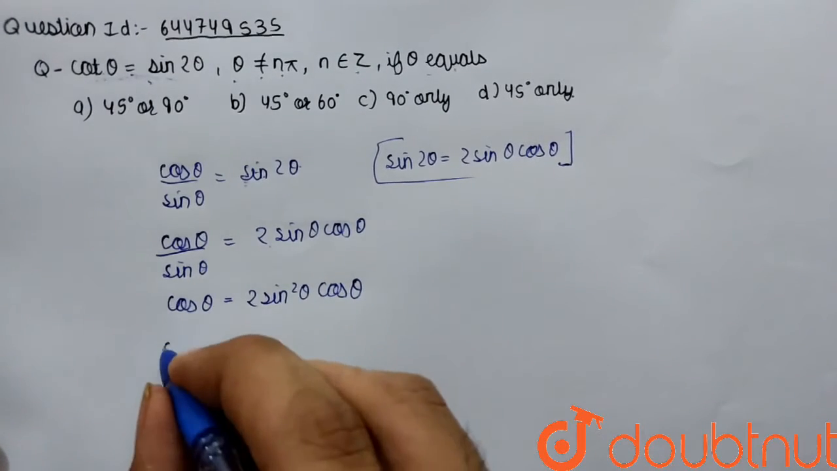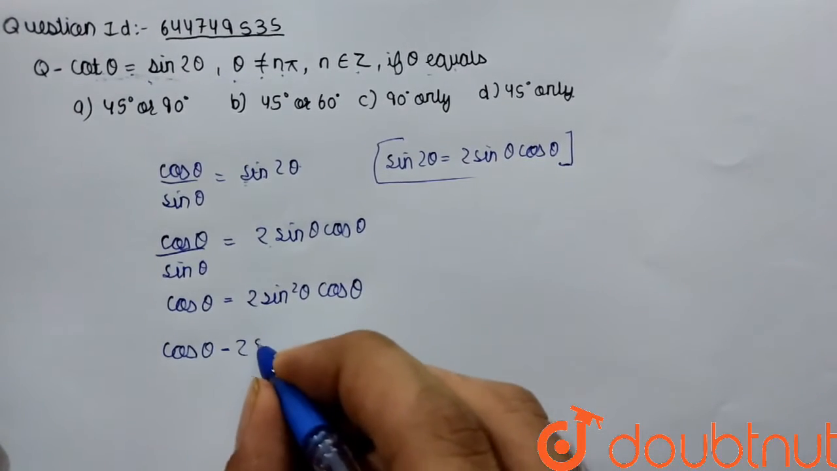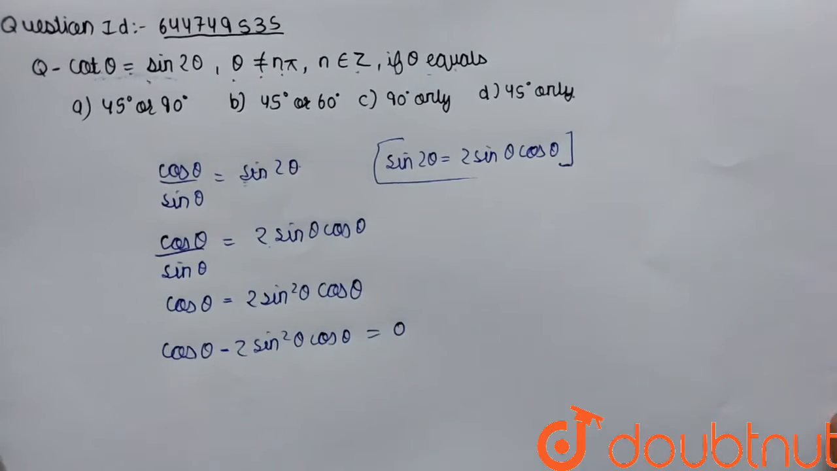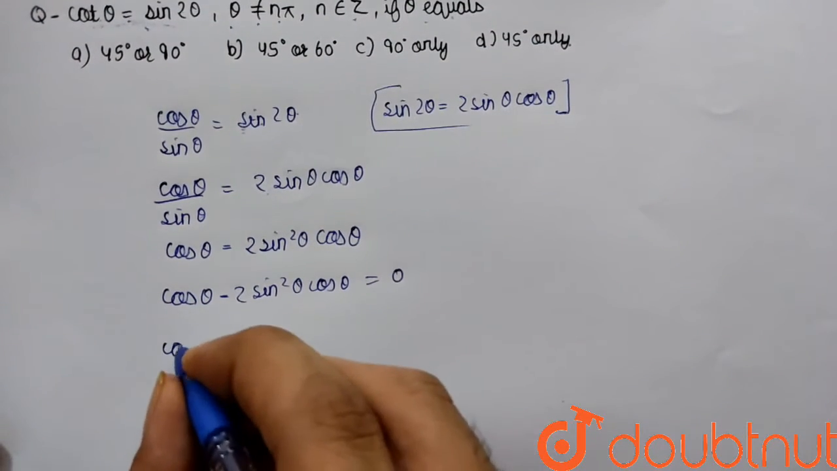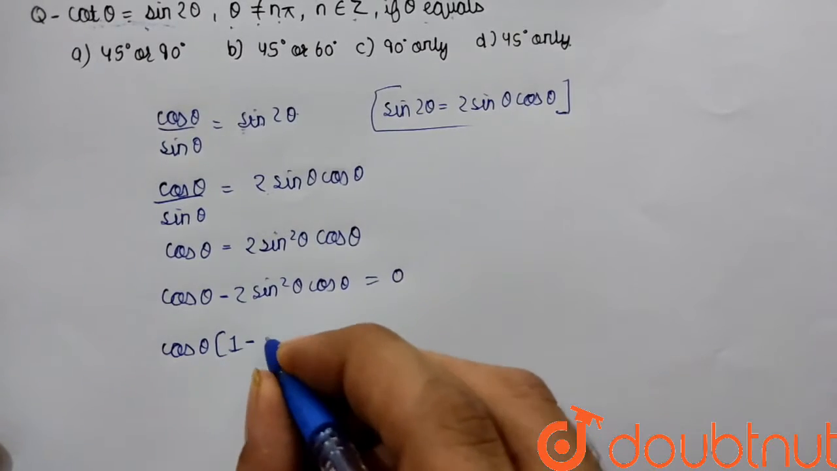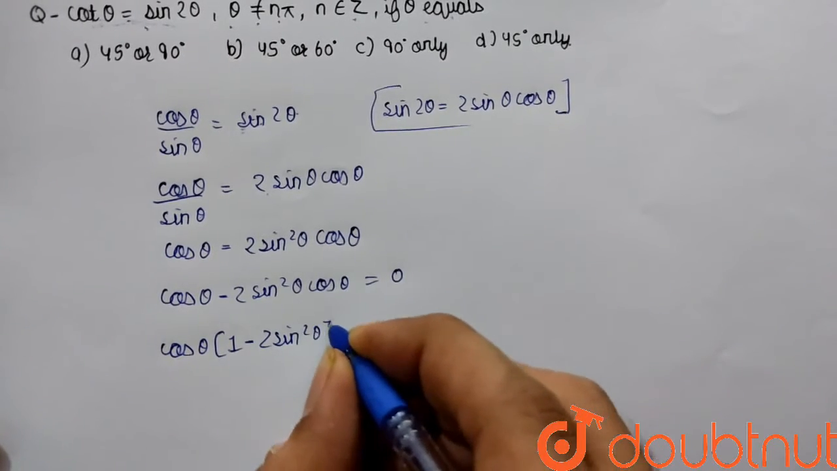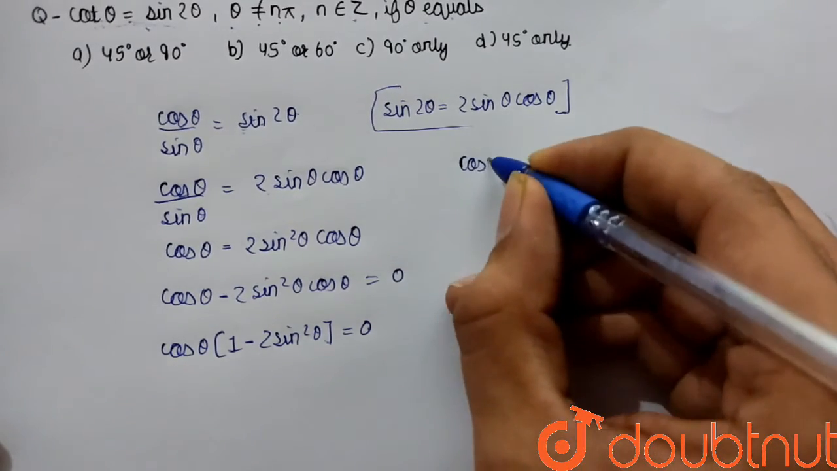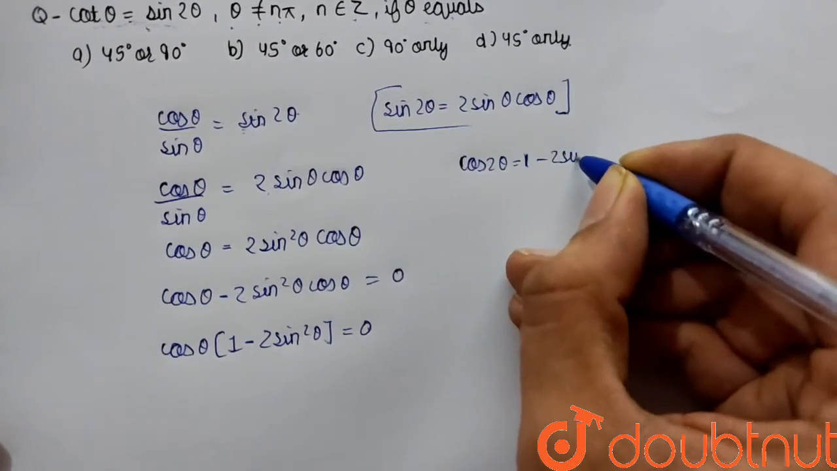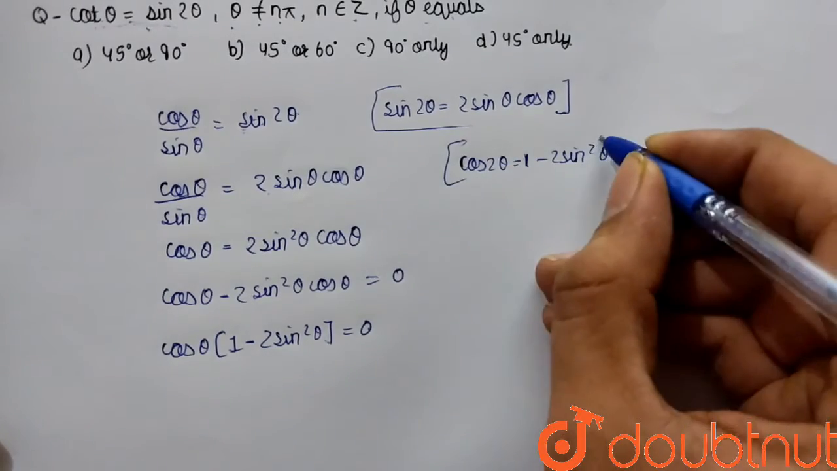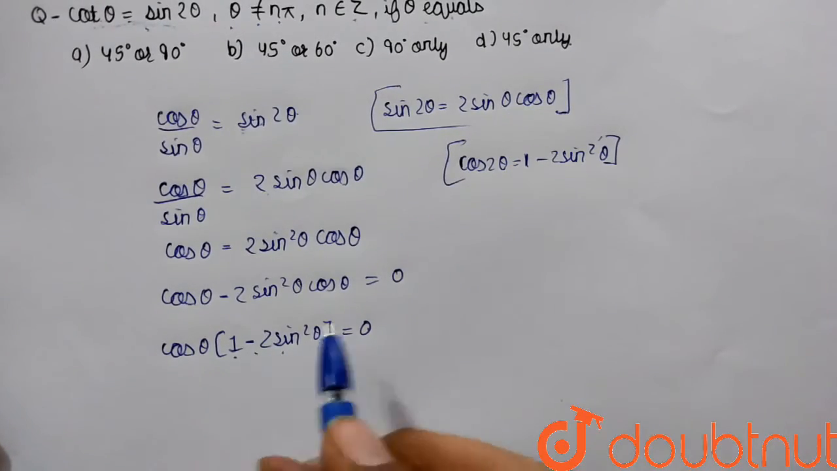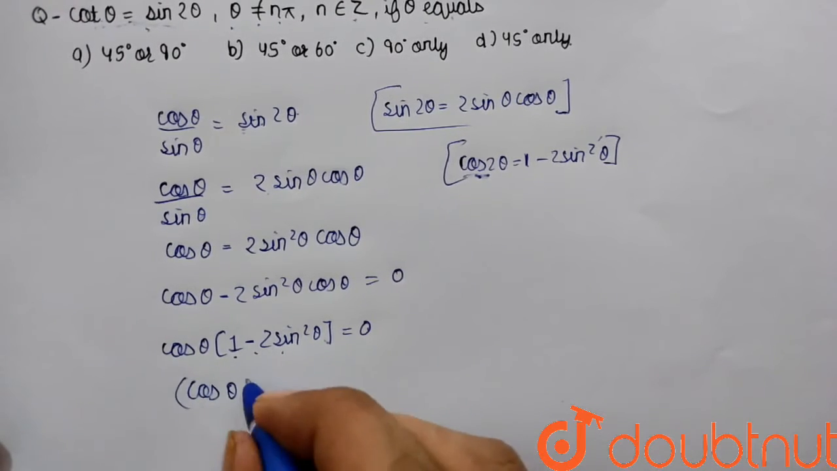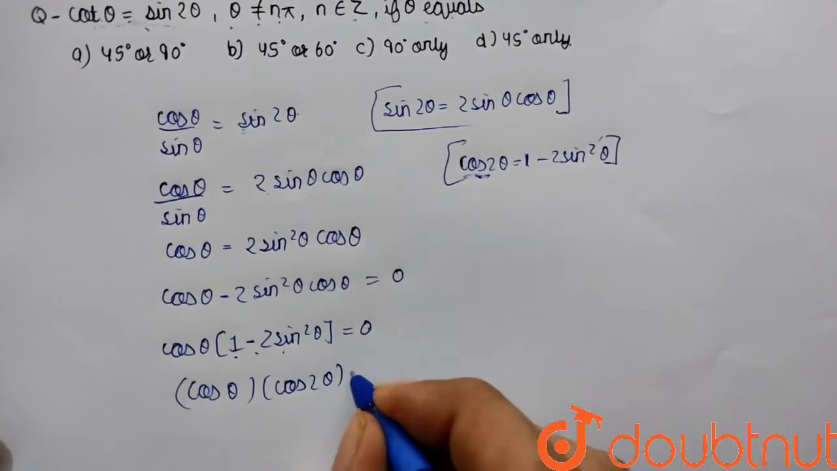Now shift it to the LHS. So cos theta minus 2 sine square theta cos theta equals 0. Now take cos theta common from both the terms. So we are left with cos theta times (1 minus 2 sine square theta) equals 0. Now we know that cos 2 theta is 1 minus 2 sine square theta, so we can write cos 2 theta in place of this. So cos theta times cos 2 theta is equal to 0.